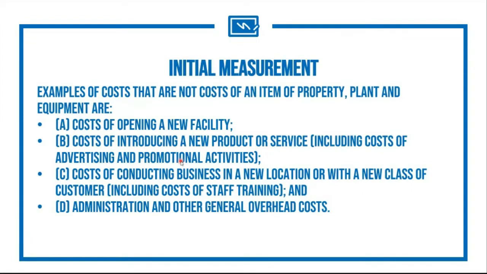However, again, to reiterate, if the administration and overhead costs are directly attributable to preparing the asset, for example, you are using the time of administration and other overhead employees, and the time that they are spending is directly related to the preparation of the PPE, then that can now be classified as capitalizable. But in the case that the problem did not specifically provide for that, the problem simply stated administration and general overhead cost, then do not capitalize the said cost. Because in order for an item to be capitalizable to an item of PPE, we should be sure that it is directly related to preparing the said PPE.